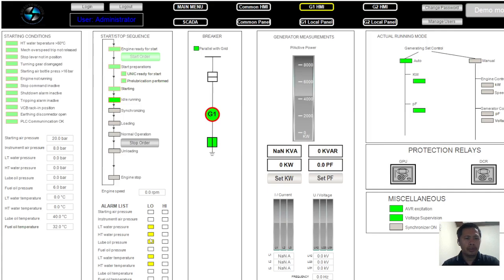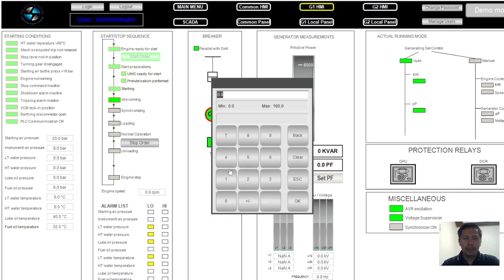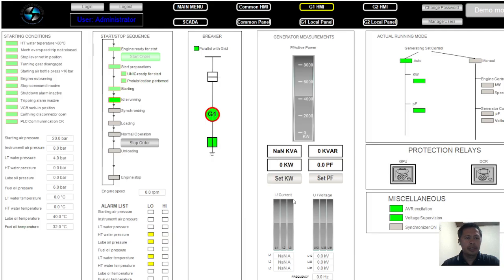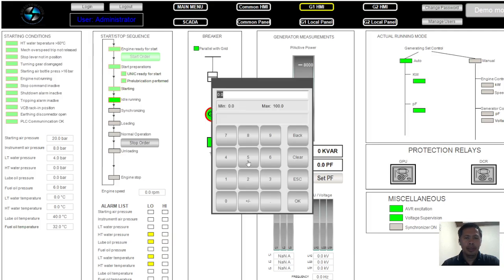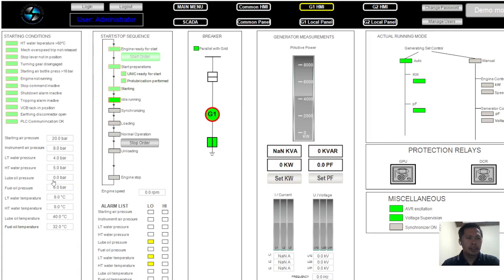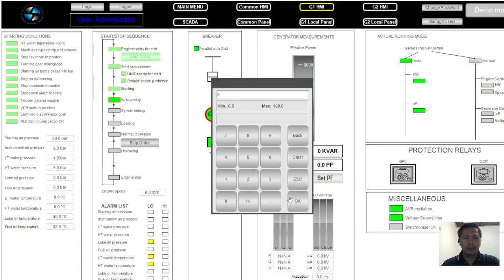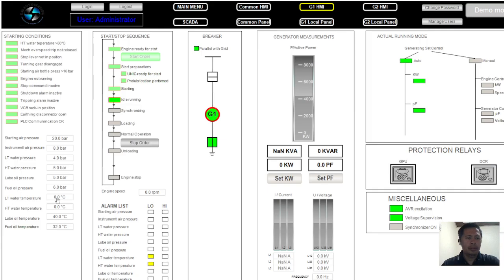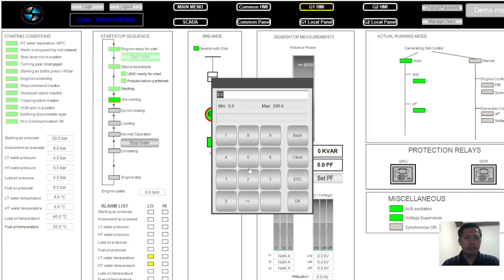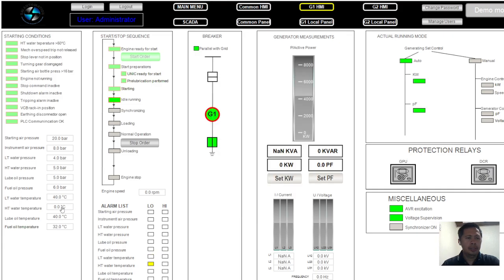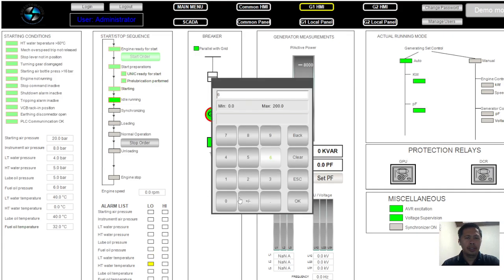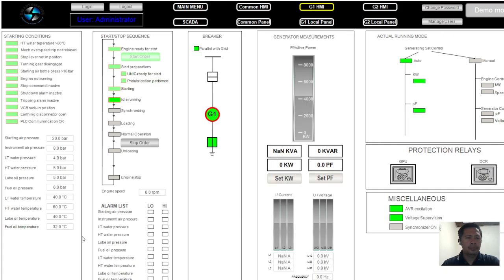As an operator, you need to know what the normal pressure and temperature are here. The LT is around 4 bars, and the ST maybe around 5 bars. And the lube oil maybe around 5 bars. The temperature of the LT maybe 40. ST let's say 60. So now no alarm here.